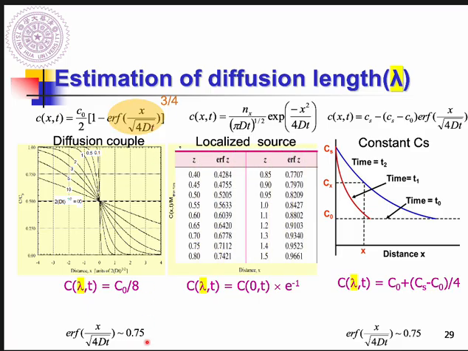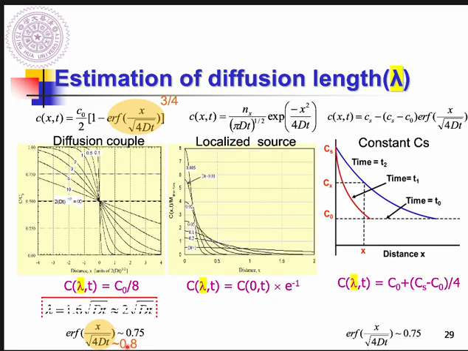Under these situations, 0.75 is around here, so the inner value should be around 0.8. So under this situation, x equals 1.6 square root of Dt, which is nearby 2 square root of Dt. So you can use the square root of 4Dt to represent lambda.